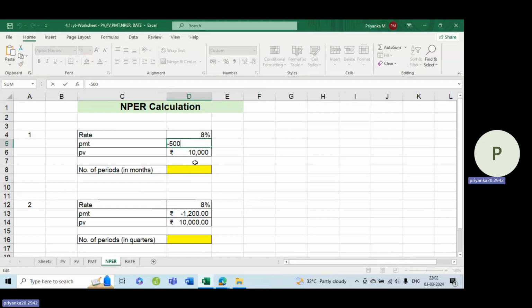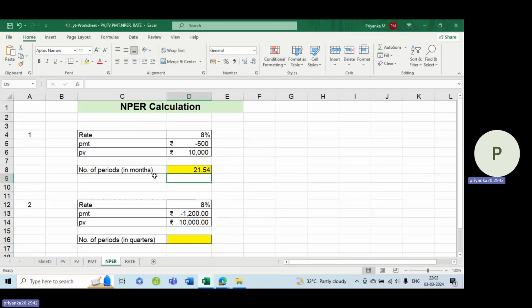In months we have to calculate how much time it can be paid. I'm just going to give equal to NPER of the rate. Always remember, here they have asked the question in months, so we have to divide it by 12. If it is in years, you need not divide it by anything, but here they have asked number of periods and we want it in months. So D4 by 12, comma, PMT, comma, this value.